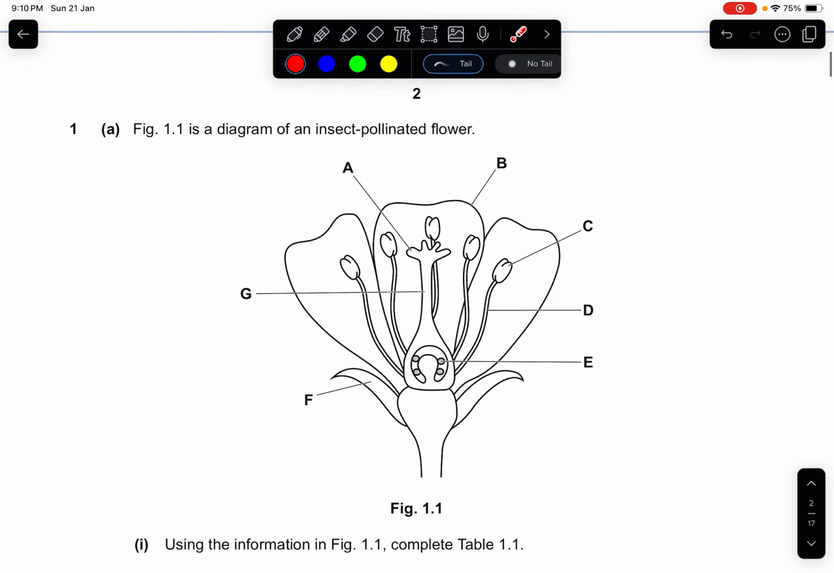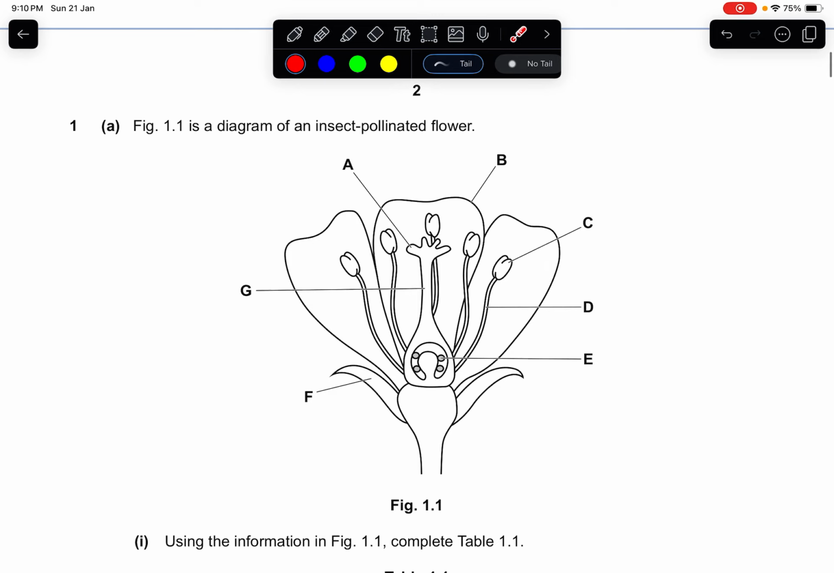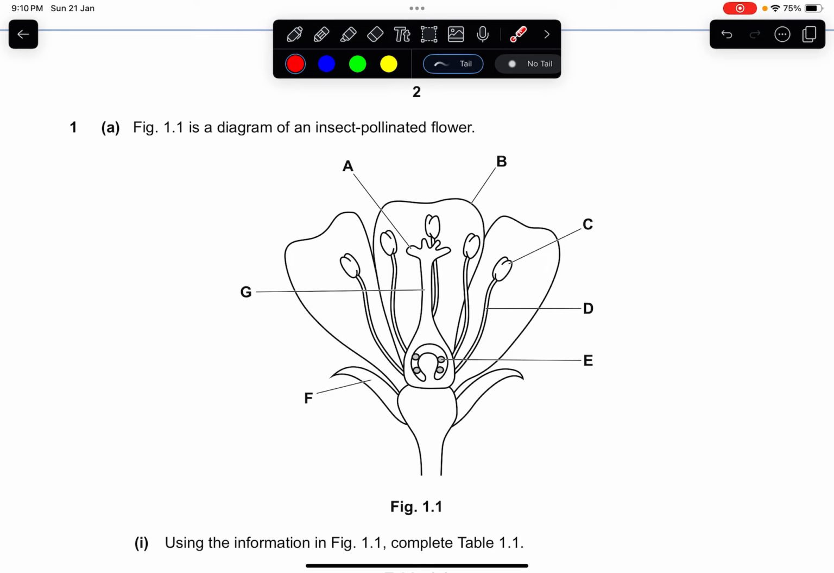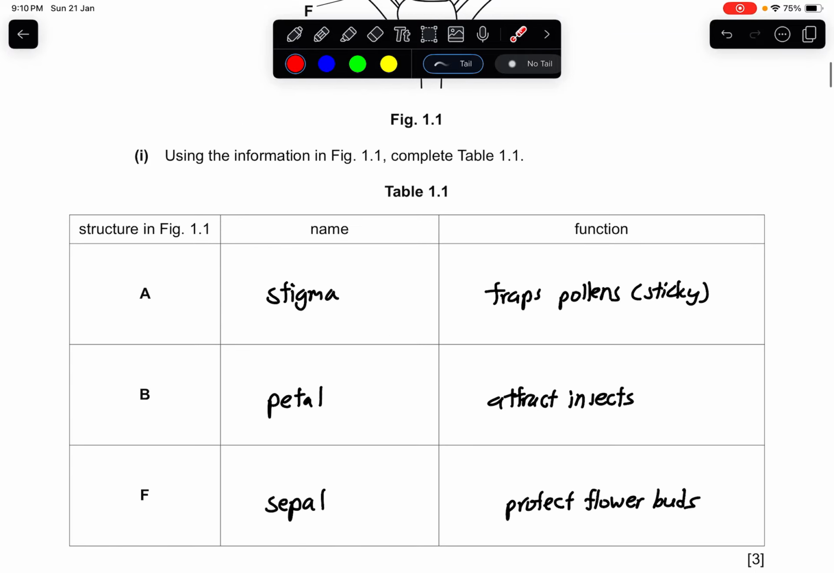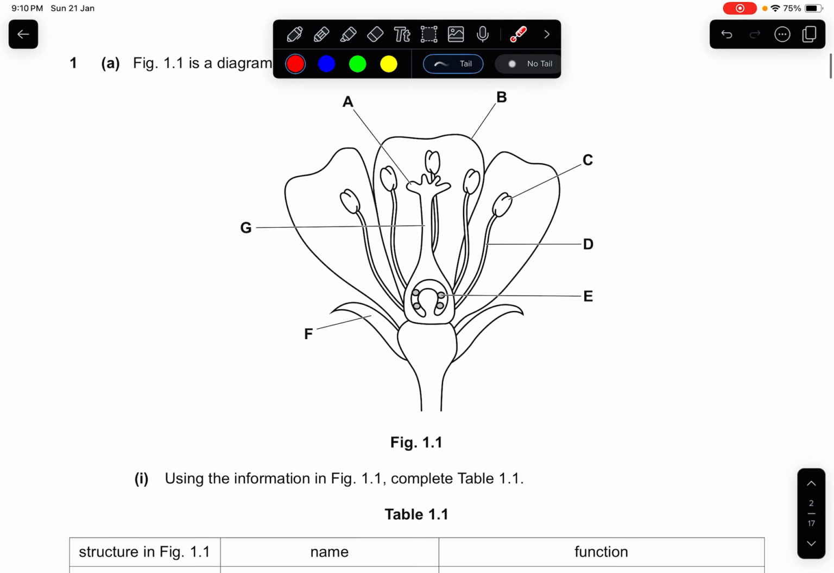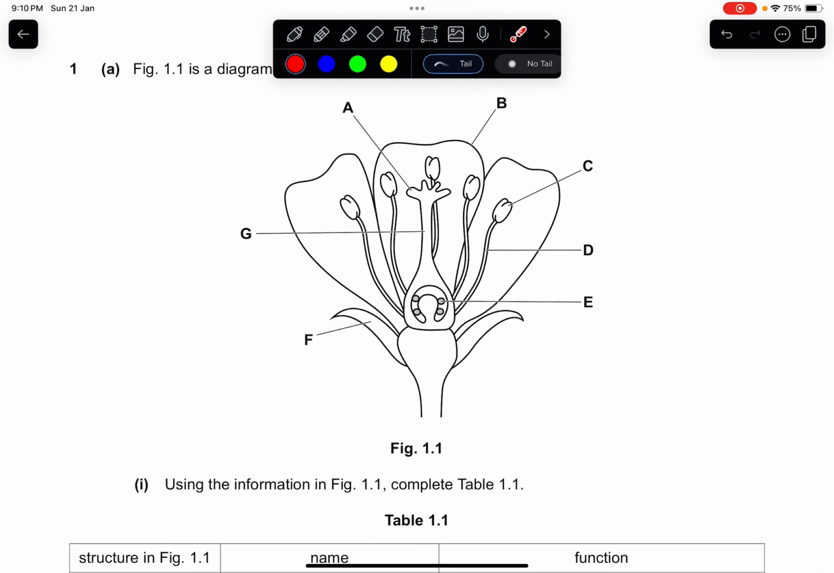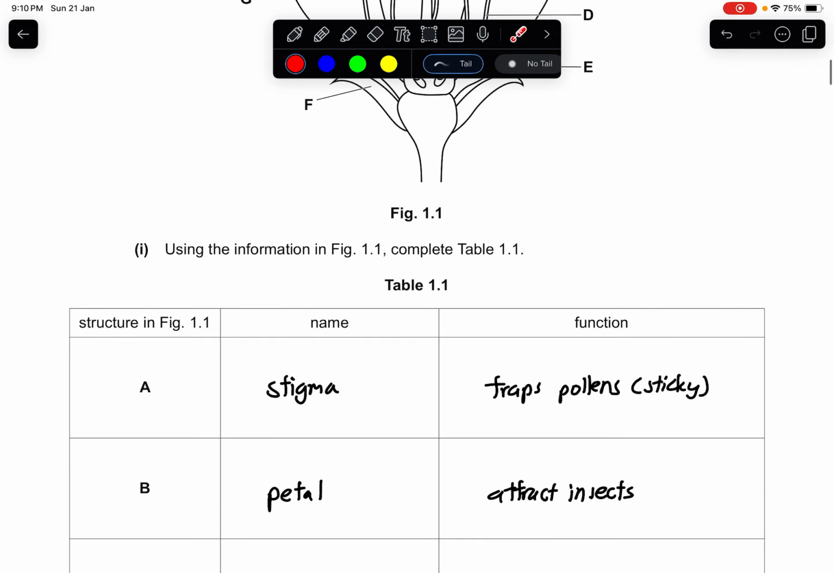Okay, question 1a. Figure 1.1 is a diagram of an insect pollinated flower. So they give you the parts labeled A, B, C, etc. And part 1 asks you to use the information in Figure 1.1 and complete the table. For structure A, it's pointed here, which is showing the stigma. Okay, so what is the function of the stigma? It is just to trap the pollen during pollination, basically.